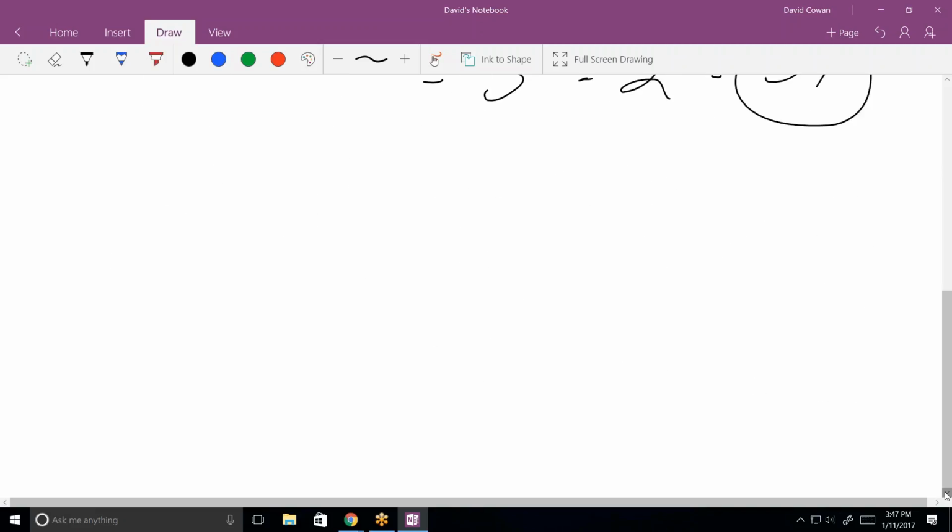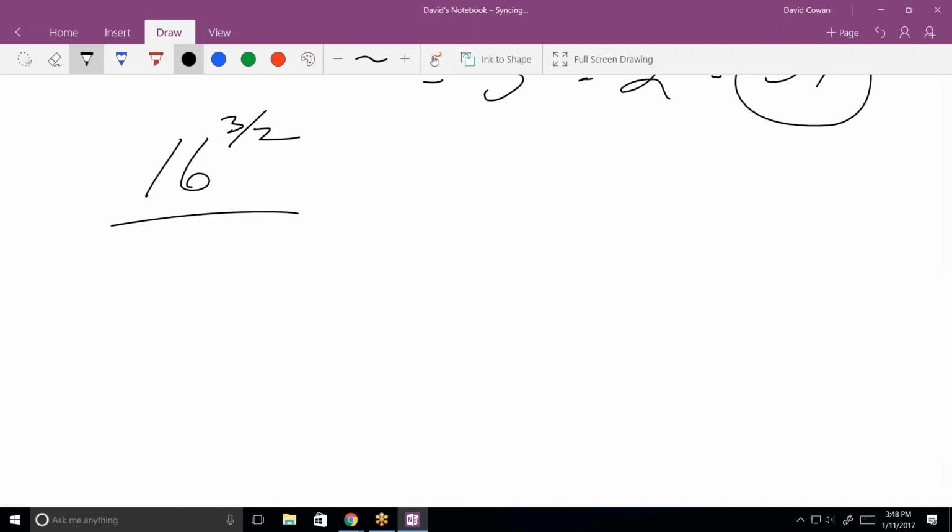Okay, what else? Let's do 60 to the 3/2 over 12 to the 1/2. Like that. Okay, this is interesting. That's different bases and different exponents.